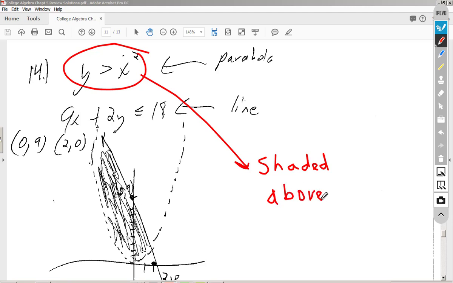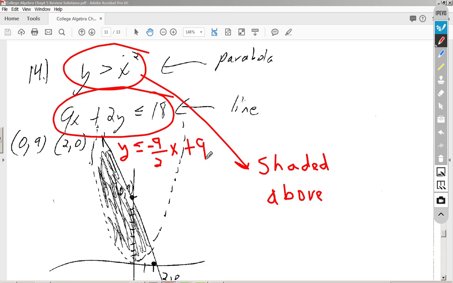So notice I've already started shading above this. I can also choose a point to figure out where I'm going to shade in relation to the line. But notice if I was to solve this for y, this would be y is less than or equal to negative 9 halves x plus 9. If I move the negative 9x over, I have my 18, and I divide everything by 2. This tells me that y is less than that, so that means I'm going to be shading below the line.